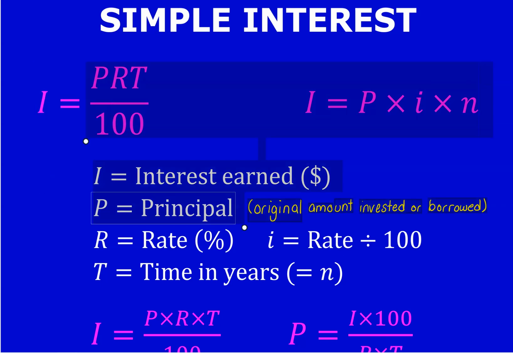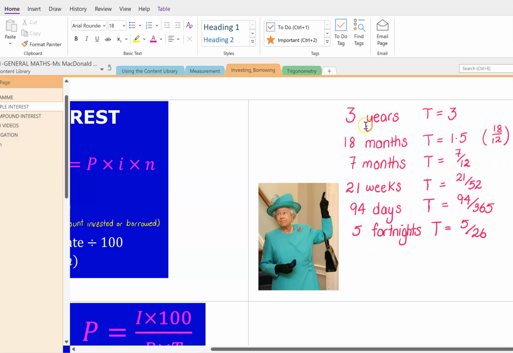Because it's in years, if it's given to you in a different form, and this is in your OneNote, you need to make sure that you convert it to years. So pretty simple, 18 months, that's 1.5, or just pop 18 over 12. If it was 20 months, 20 over 12, pop that straight into your calculator. If it was 21 weeks, there's 52 weeks in a year, so 21 over 52, 94 days, 365 days in a year, etc. So you can read that.